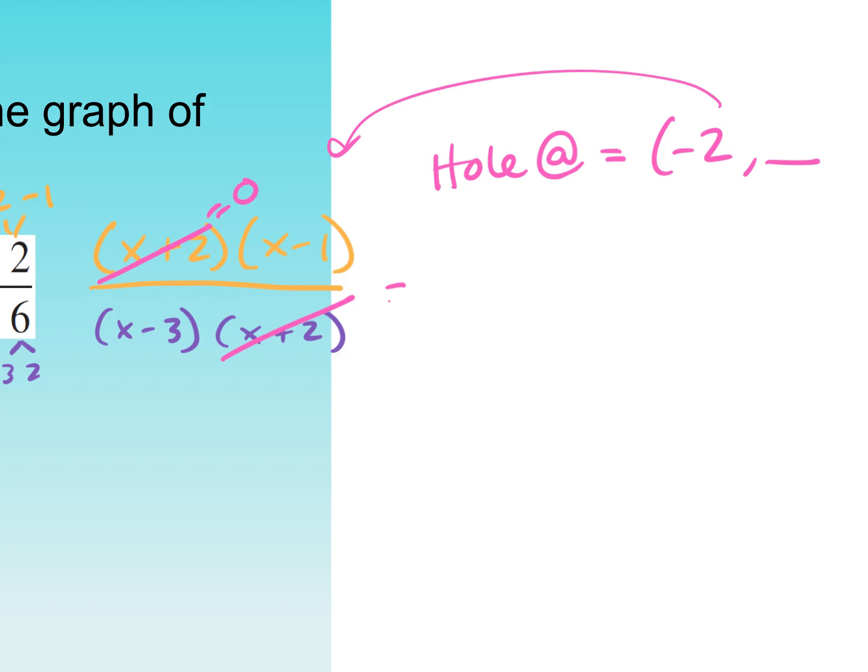So we're going to plug it into the simplified version. So we've got x minus 1 on top and x minus 3 on the bottom. So we plug in -2, we get -3 over -5. So our y value of our hole would be 3 over 5.